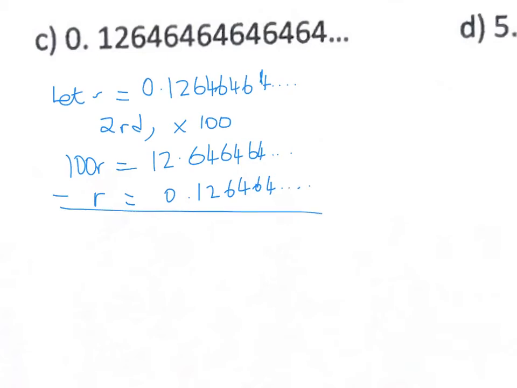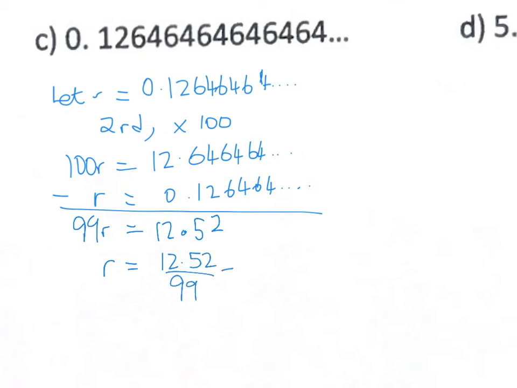What we can see then is that the 4's line up, and you take those away, they get 0, as do the 6's, as do the 4's, as do the 6's. But at this stage we've got 4 take away 2, which we obviously know is 2. 6 take away 1 is 5, put in our decimal point, and then 12 take away 0 is 12. So 100R take away R is 99R. To work out what 1R is, we divide by 99 and we get 12.52 over 99.